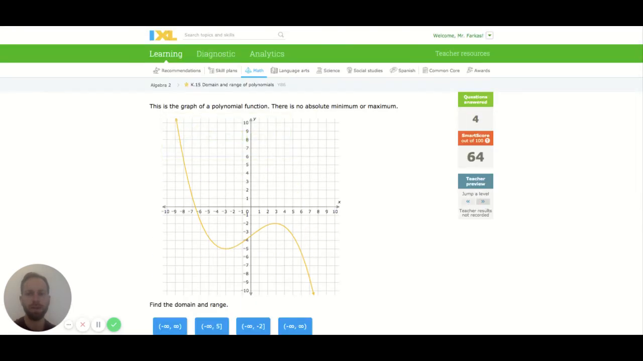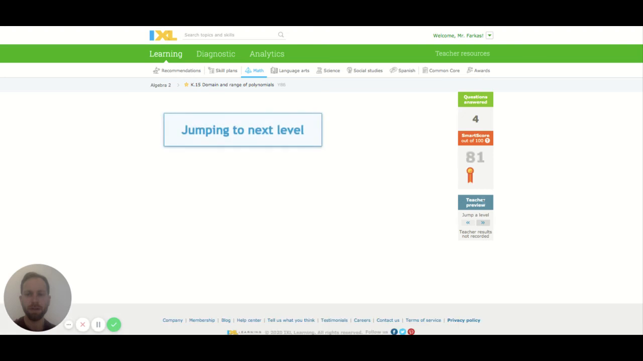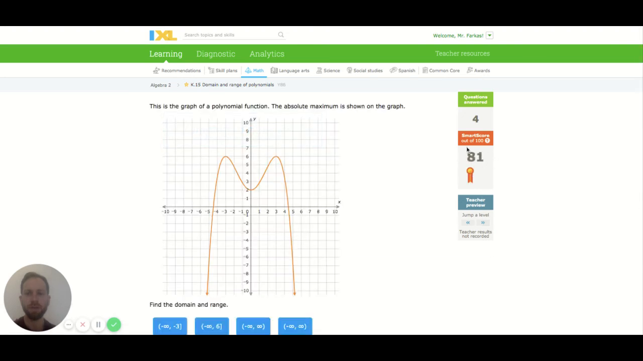Let's try the next level. See if it gets a little bit trickier once you get your first and second.